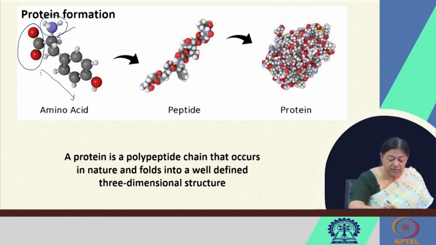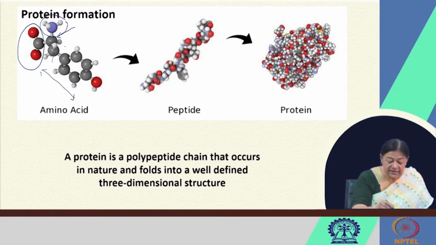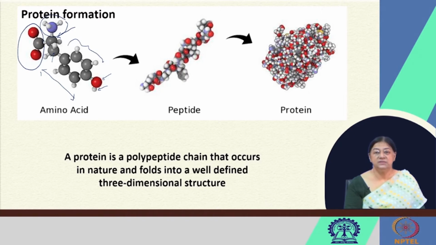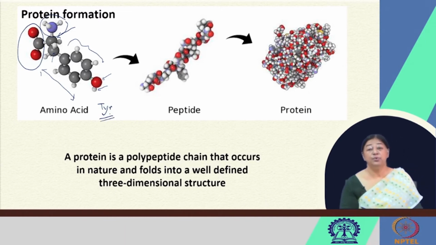Now, if we understand what the side chain is, we see that there is a CH2, you can see the CH2 here, and there is an aromatic ring. To that is added an oxygen and a hydrogen. So, this means this amino acid is tyrosine. Now, in an understanding of proteins, we have to know the side chains of the amino acids very well.